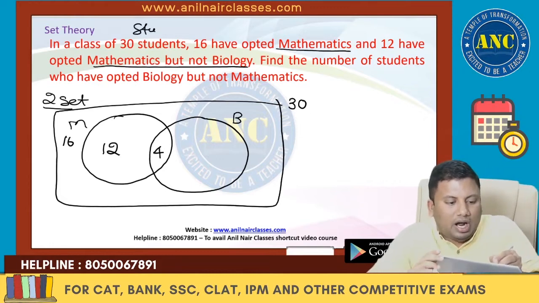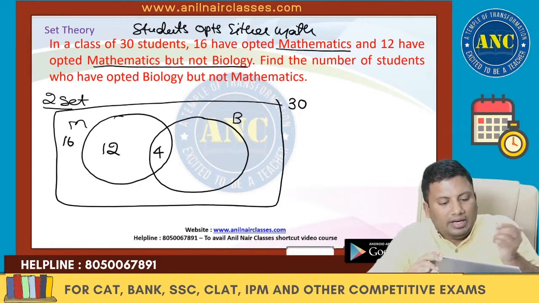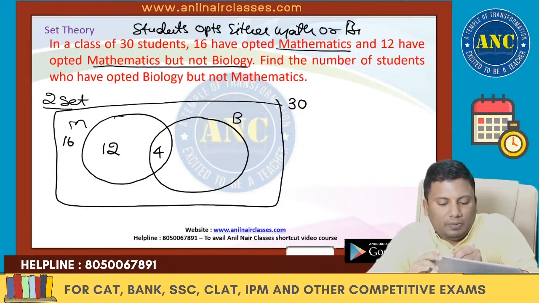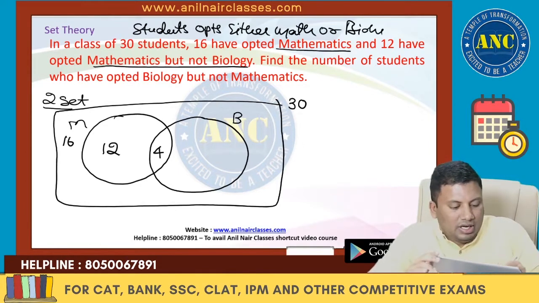Every student opts for either maths or biology. It is something which needs to be stated. 16. These are nothing but 14.